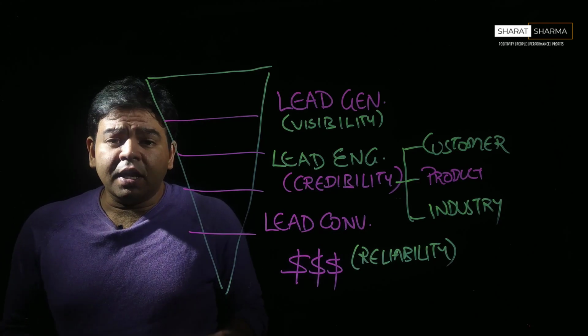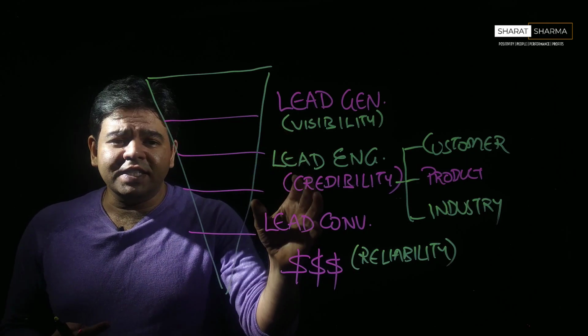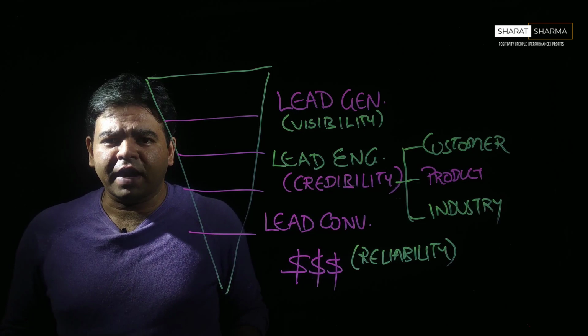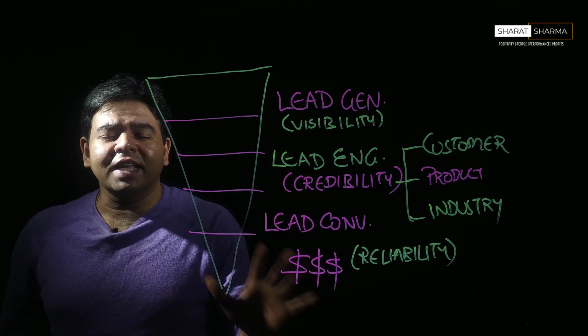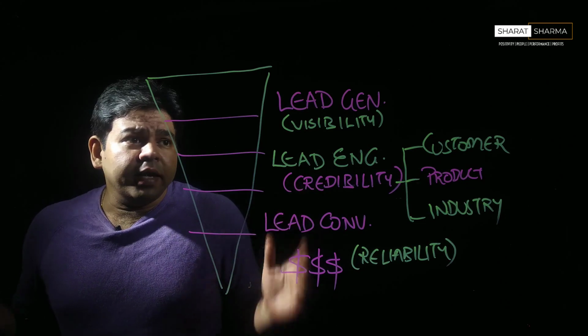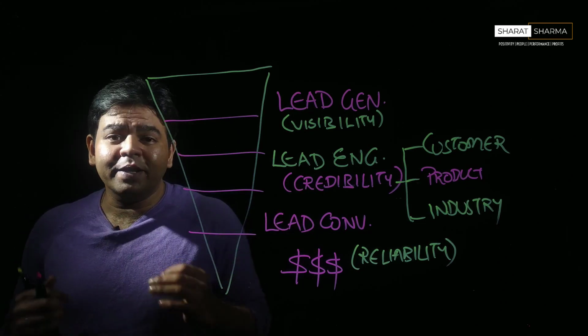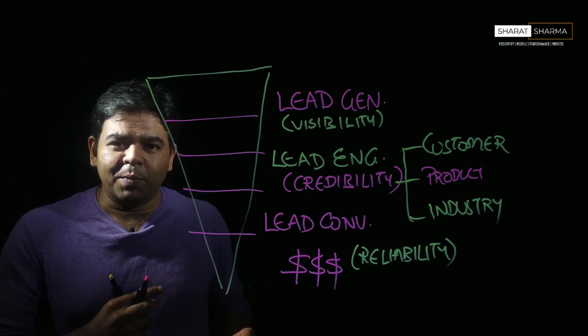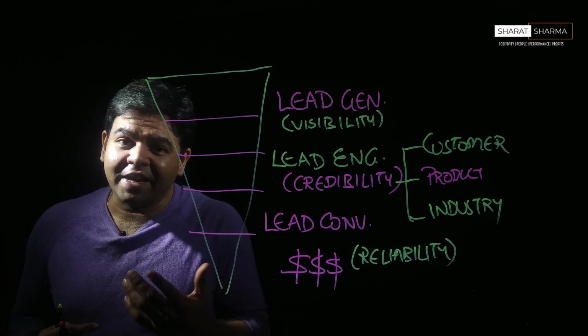So quickly summing it up, I'll give you a shortcut to it. VCR: visibility, credibility, and reliability. If you are working on these three factors, you are making sure that these three challenges are taken care, right? So that's it from my end. Lead generation, lead engagement, lead conversion. Solution is visibility, credibility, and reliability. See you in the other side.